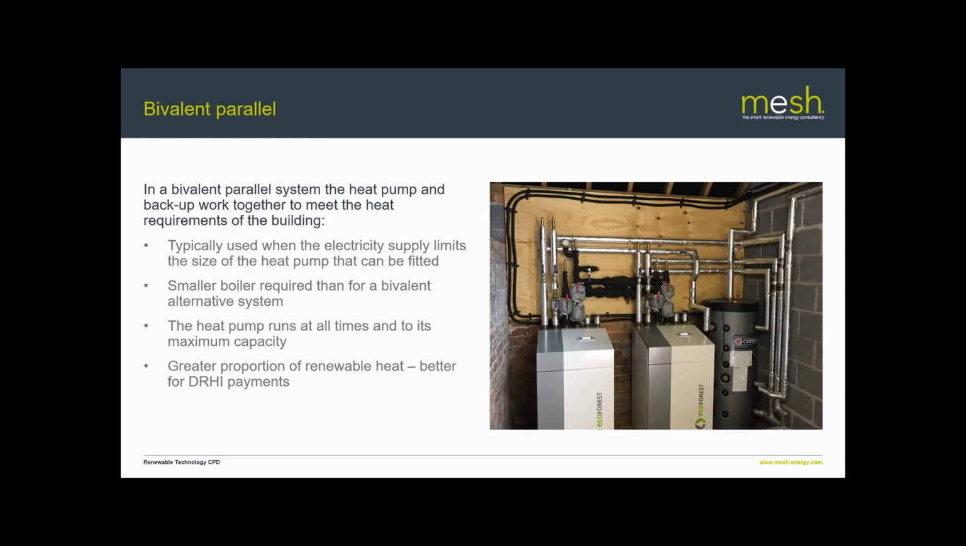Because the heat pump is providing a greater proportion of the heating in a bivalent parallel system, this can be good for domestic RHI payments. So that's a little positive just to bear in mind. Obviously, a monovalent system would give you potentially even better domestic RHI payments. And the main reason, again, as I said, you probably do this would be for potentially lower capital cost, especially if you've got a limitation on power supply.